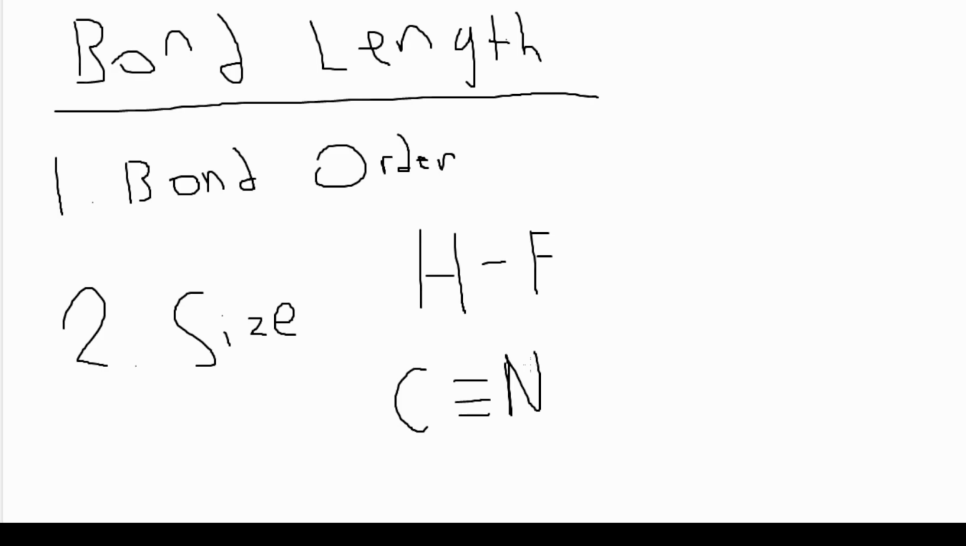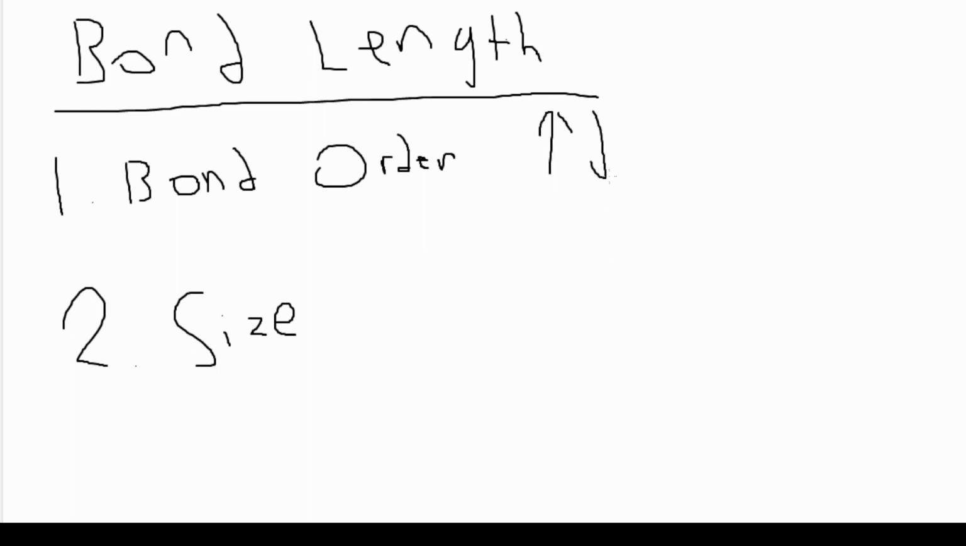Because hydrogen and fluorine share 1 electron, they have 1 bond, and they have a bond order of 1. But because carbon and nitrogen share 6 electrons, they have 3 bonds, which means they have a bond order of 3. So carbon and nitrogen have the higher bond order. What you need to know for bond order and bond length is that a higher bond order means a shorter bond length. So a bond order of 3 is shorter. That means the carbon-nitrogen bond is shorter than the hydrogen-fluorine bond, because a lower bond order means a longer bond length.